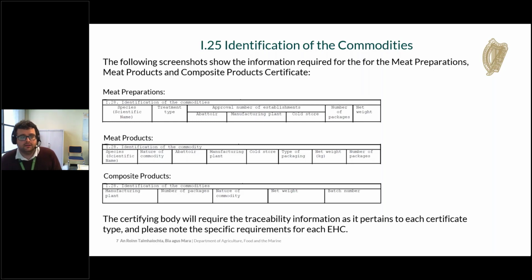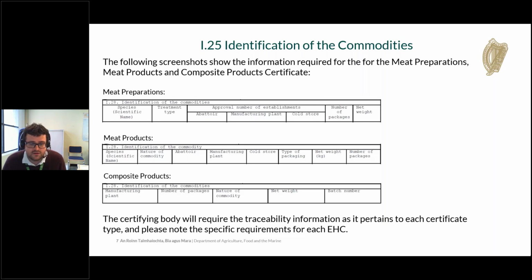Now, there's a slight wrinkle with the meat products. You'll see it there. Rather than the treatment type, it requires the nature of the commodity, the abattoir, the manufacturing plant, the cold store, and the type of packaging. And then composites, again, slight wrinkle. It doesn't require the abattoir or the plant of slaughter from which the animals were derived. It just requires the manufacturing plant. But in addition, the other two do not have this. You do need the production batch number for the composite product cert.